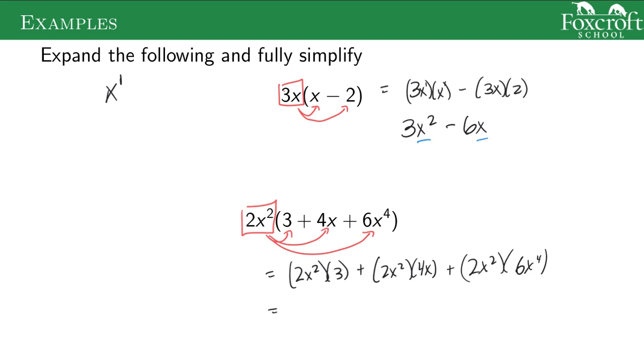And now 2x squared times 3, multiply the numbers together to give me 6x squared. 2x squared times 4x, I can multiply the numbers together to give me 8. Then x squared times x to the first, 2 plus 1 is x cubed. 2 times 6 is 12. X squared times x to the fourth, that's 2 plus 4 is x to the sixth. All right, so that's our final answer. Again, no like terms in our final answer, so that's your final thing without having to do any more simplifying.